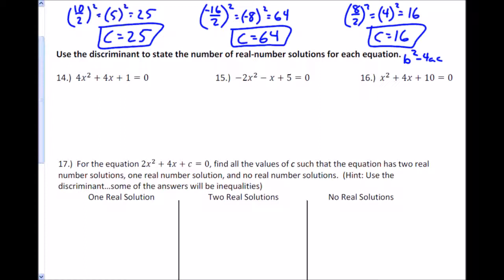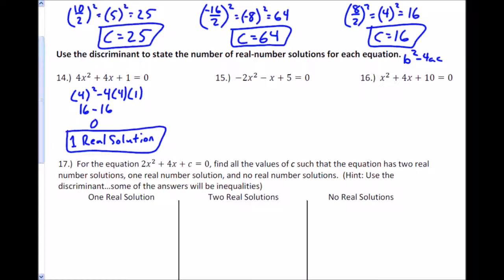So for this first one, I take b, which is the 4. So I do 4 squared minus 4 times a, which is 4, times c, which is a 1. And I plug it in. That's 16 minus 16, which is 0. Since my discriminant is 0, this is going to have 1 real solution. Okay? And I capitalized the S, but not the R. And that's going to bother me. So 1 real solution. There we go.